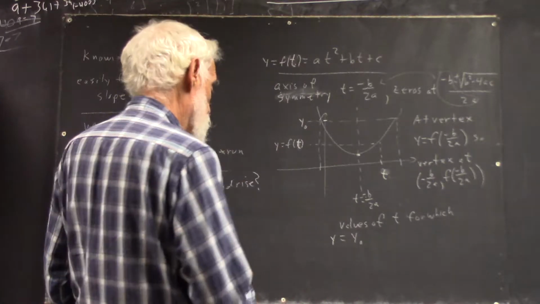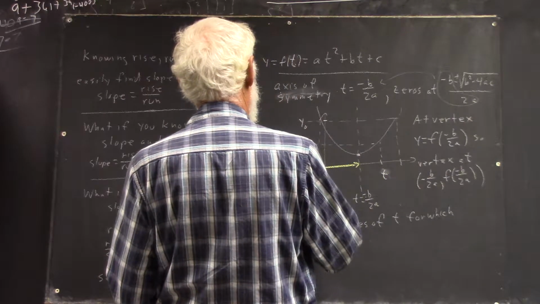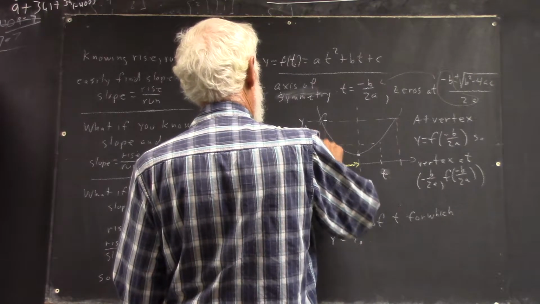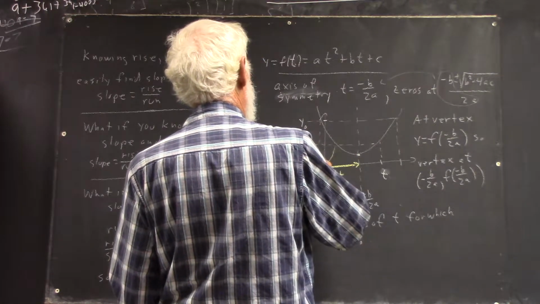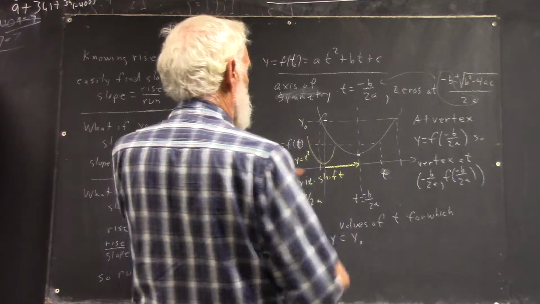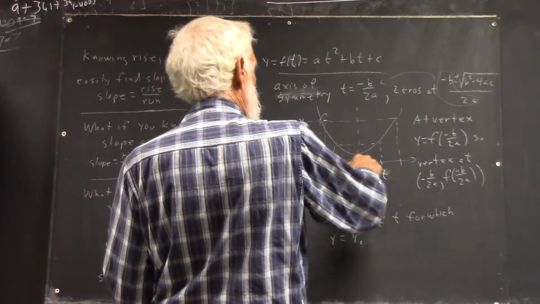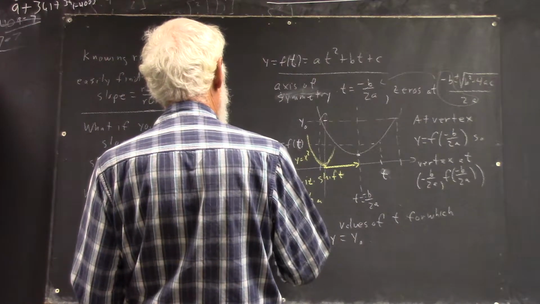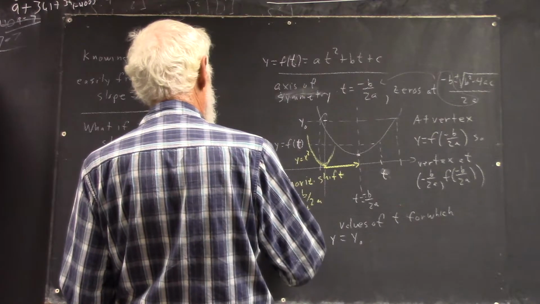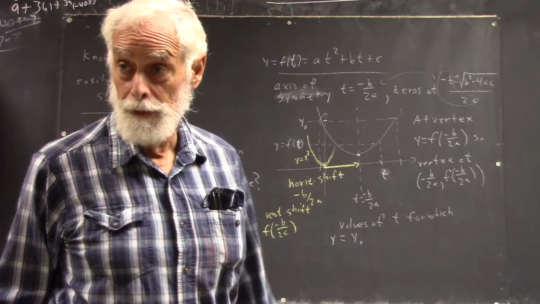Then we got to know that the horizontal shift of the x squared parabola is negative b over 2a. That's how far we go to get the vertex from here to here. And the vertical shift is just the y coordinate of the vertex, which I'll write as f of negative b over 2a. So be sure you review this whole process and understand it.